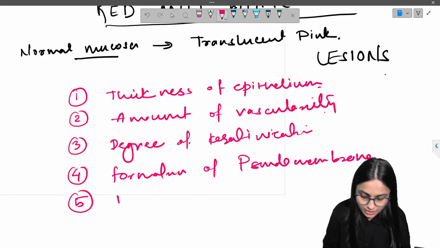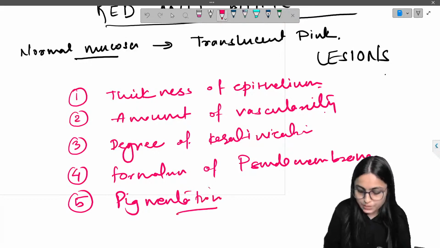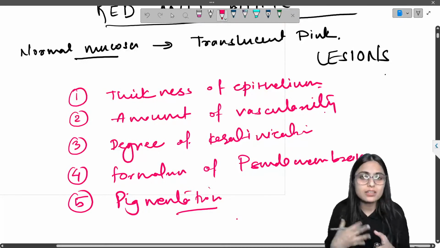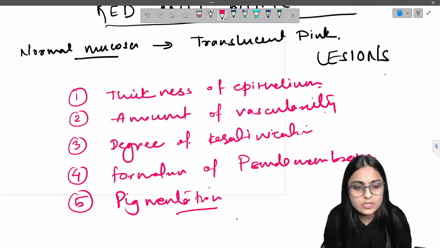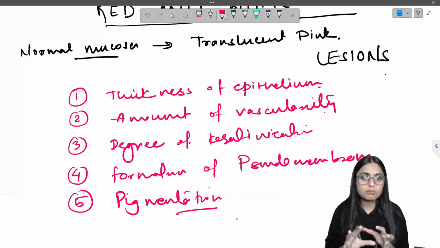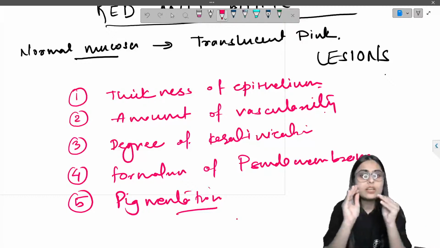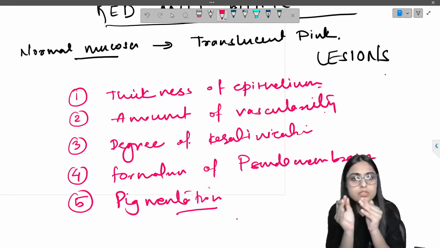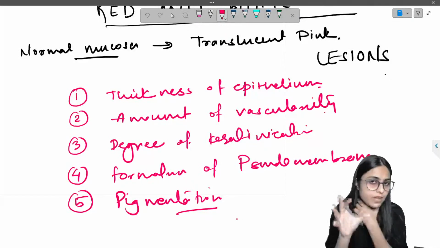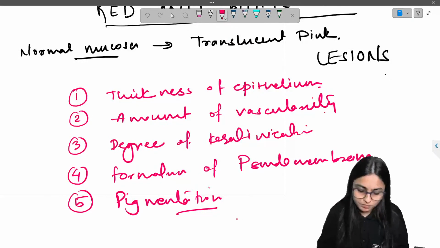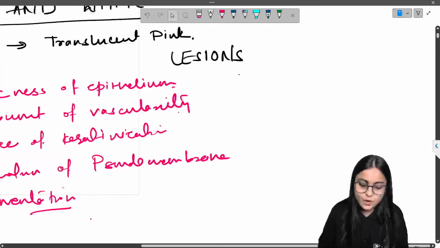Then the fifth and the last reason is the pigmentation. So change in the pigmentation, increase in melanin synthesis, increase in melanocytes will change the color of the mucosa. So normal mucosa is translucent pink, and the reasons for changing its color might be these five, right? So this is for white color.